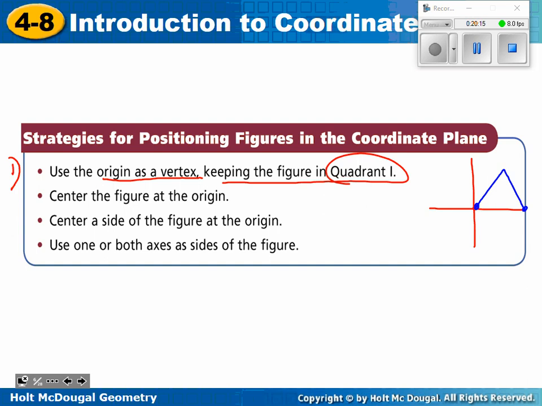Everything's positive, so you don't have to worry about any negative numbers, okay? So one strategy would be put it in the first quadrant and keep your vertex at the origin. That's going to make finding the distance easier because you're starting at 0.